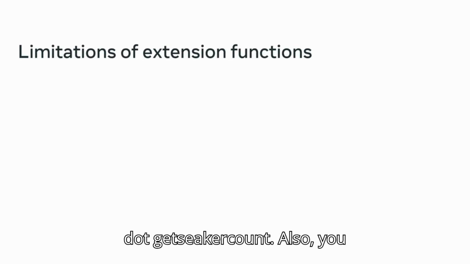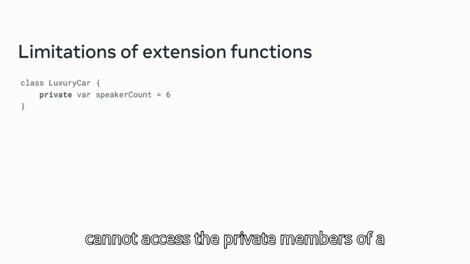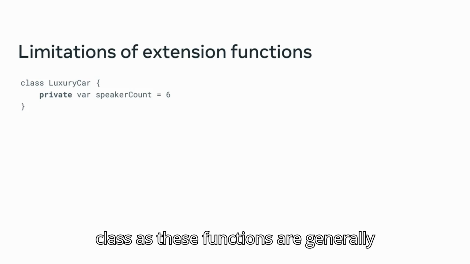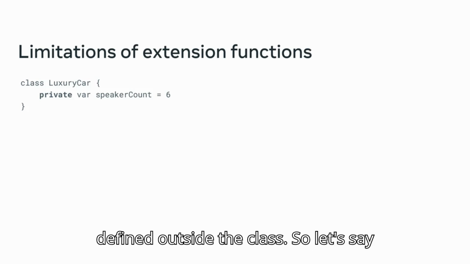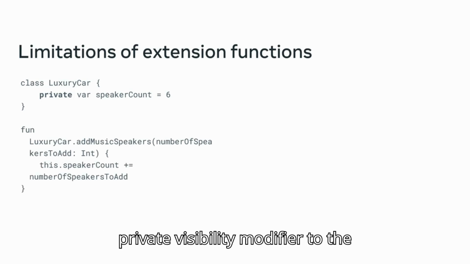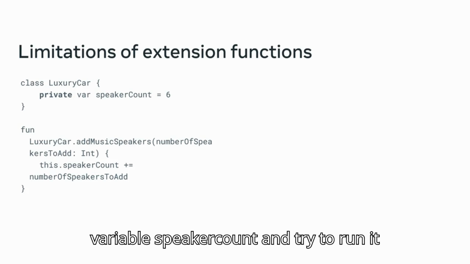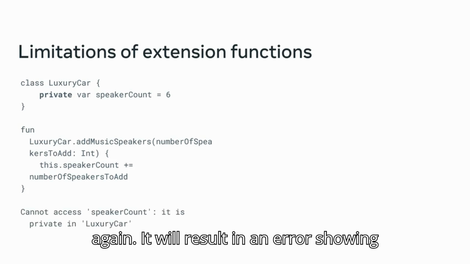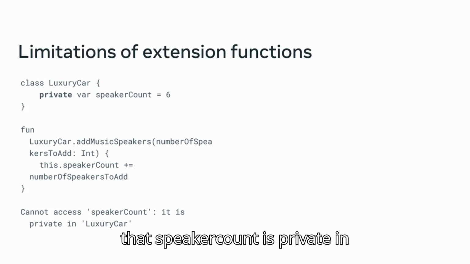luxurycar.getSpeakerCount. Also, you cannot access the private members of a class, as these functions are generally defined outside the class. So let's say in the previous example, we add the private visibility modifier to the variable speaker count and try to run it again. It will result in an error showing that speaker count is private in luxury car.